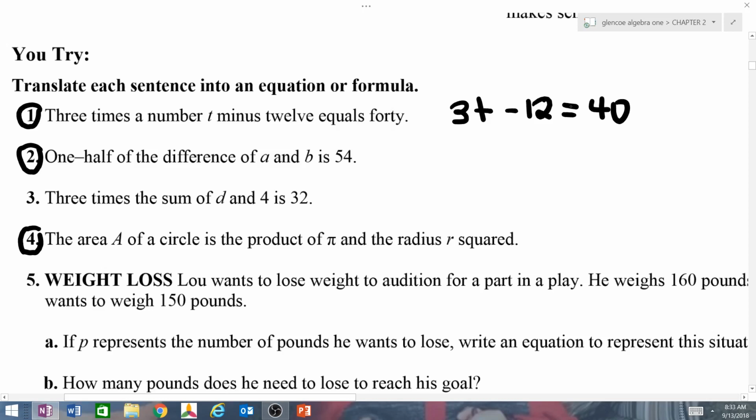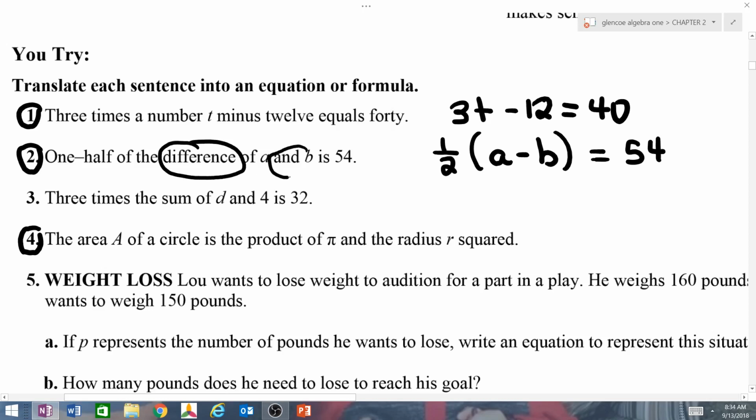Number 2 says 1/2 of the difference of a and b is 54. Remember, the difference of would be in parentheses. Abigail. 1/2 parentheses a minus b and parentheses equals 54. Excellent job. Very good. Please make sure you know it said the difference of a and b. The difference means to subtract. The word and here does not mean plus, does not mean addition, but it is a linking verb linking a and b.